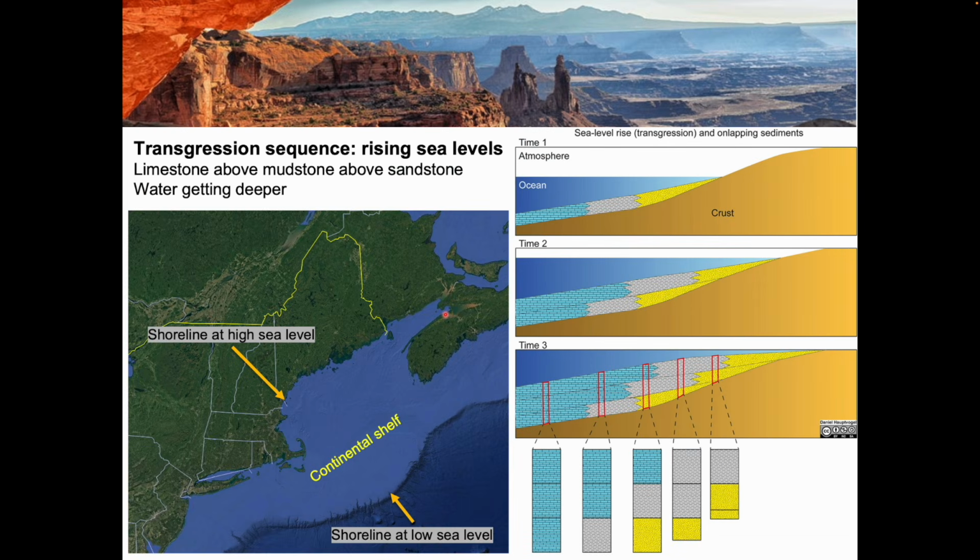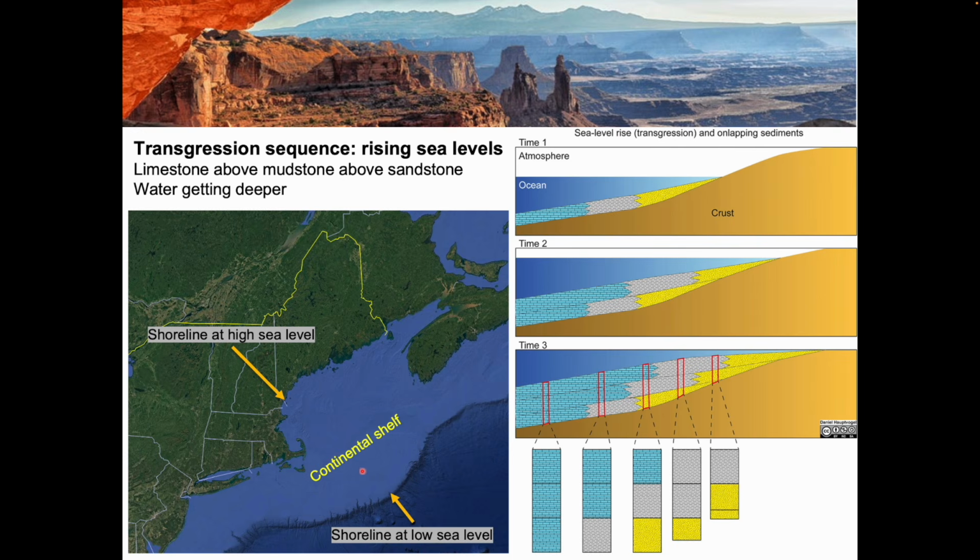The sequence of sediments deposited by rising sea levels is called a transgression sequence. This usually results in limestone above mudstone above sandstone as the water gets deeper. Looking at New England on the east coast of the US, we have a very large continental shelf that extends out approximately 200 miles from shore.